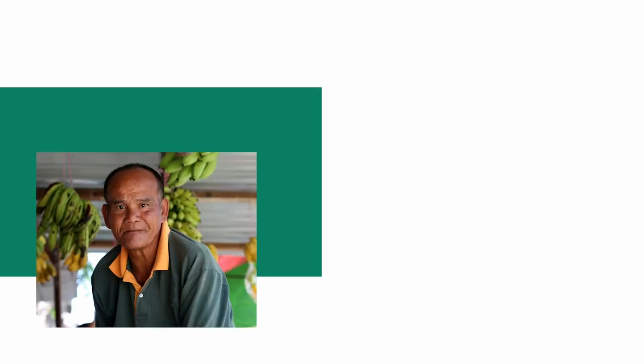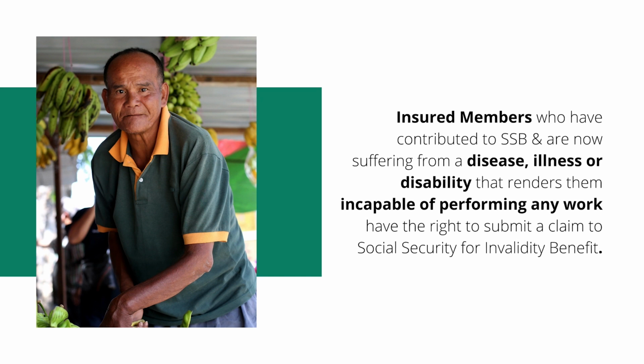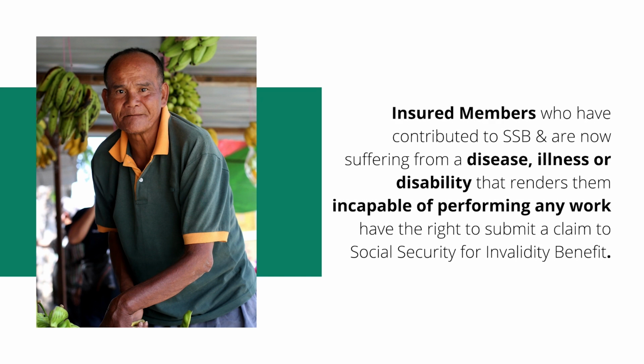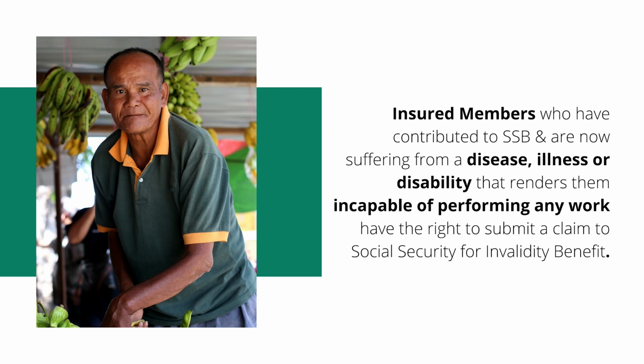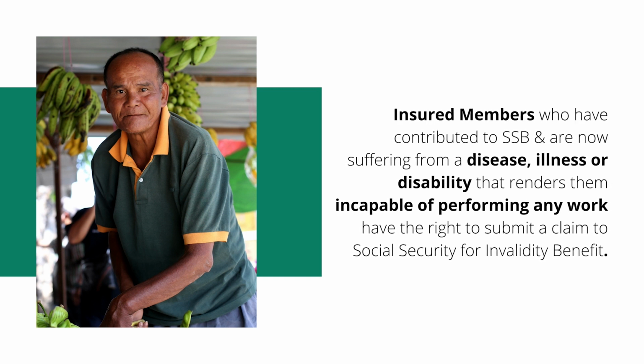In short, insured members who have contributed to the fund and are now suffering from a disease, illness, or disability that renders them incapable of performing any type of work have the right to submit a claim to Social Security for invalidity benefit. With the explanation of who has the right to claim for invalidity benefit, the subsequent action is understanding when you can submit a claim for invalidity benefit.